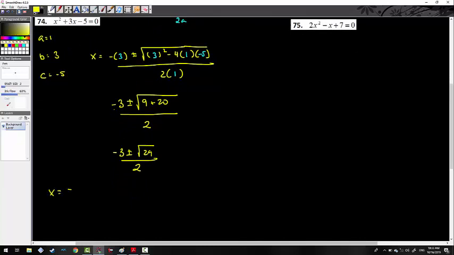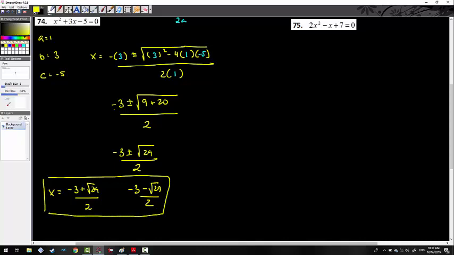X equals negative 3. You could leave it like that if you wanted to, but if you really wanted to define yourself, negative 3 plus rad 29 over 2, or negative 3 minus rad 29 over 2. Remember, there are 2 answers. So just make sure you keep that in mind. So that is the first problem.